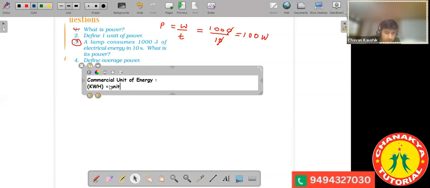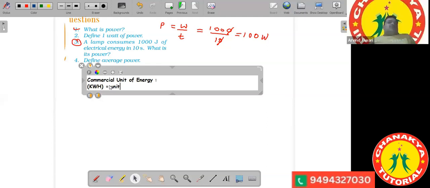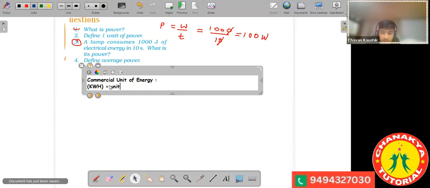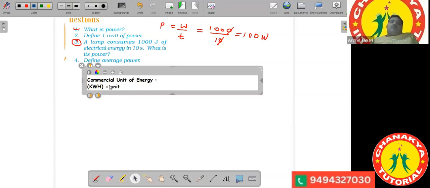Sir, those 200 units of energy, how many units of kilowatt hour do they represent? We will just see how many kilowatt hours a joule is. Not kilowatt, how many kilowatt hour.